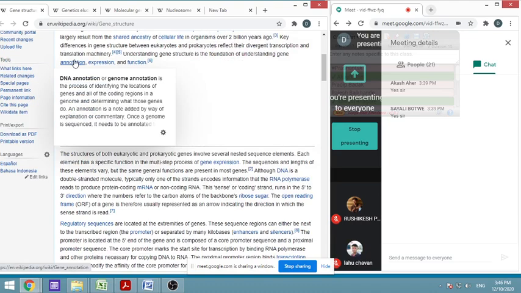Annotation is a process of identification of the location of genes and all the coding regions in the genome, and determining what this gene will do. So it is sort of a note which is added by way of explanation or comments.